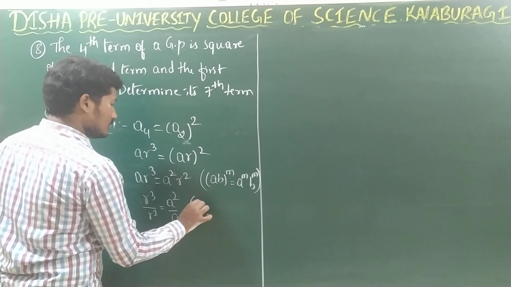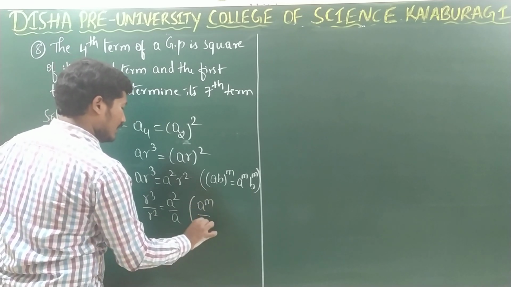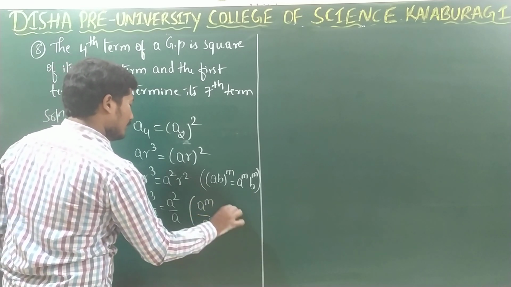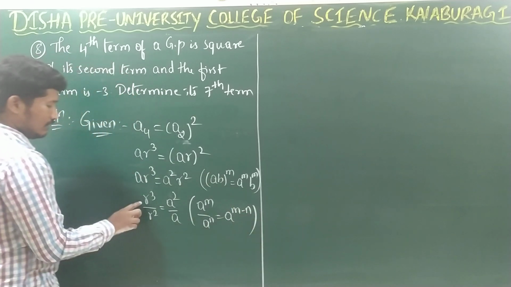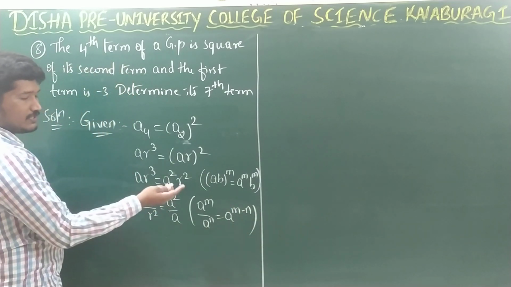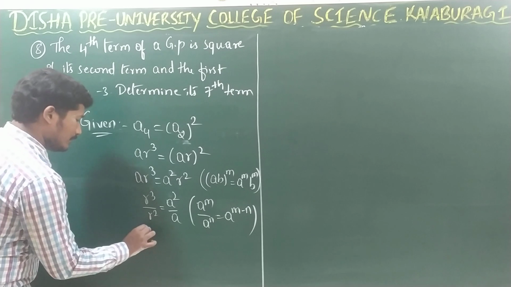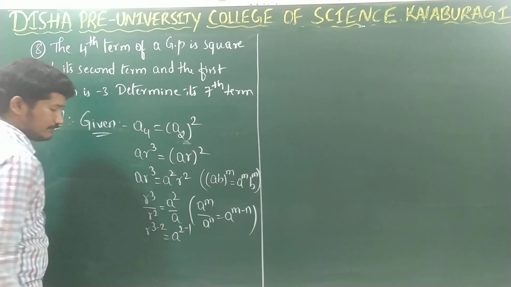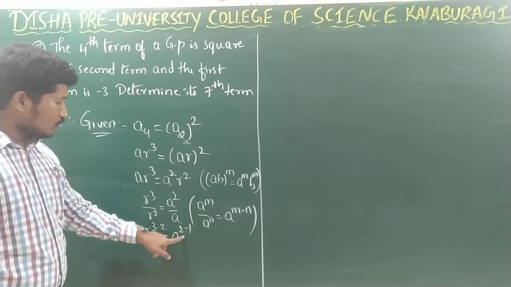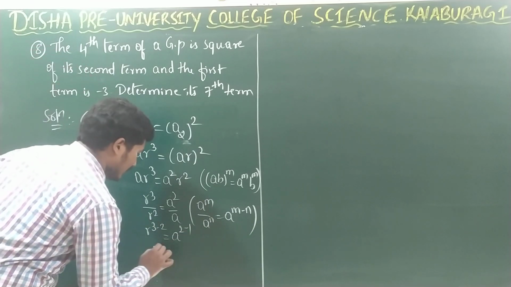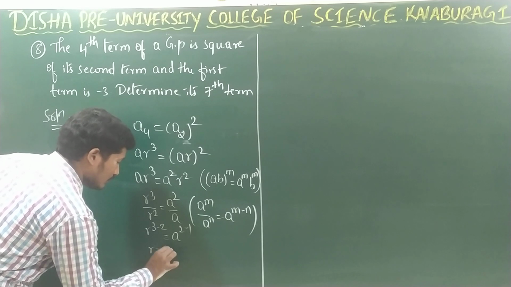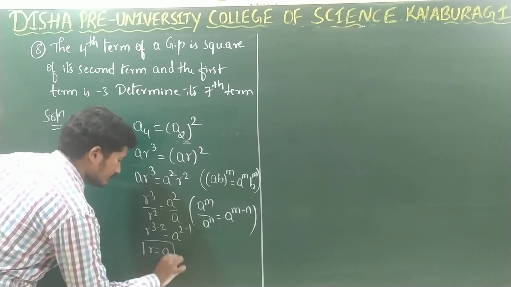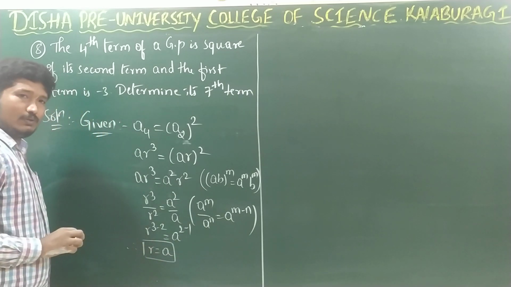So again we will use this one. A power m by a power n is equal to a power m minus n. See here. Here also the bases are same, here also the bases are same. So this will be r power 3 minus 2. This will be a power 2 minus 1. 3 minus 2 is 1. 2 minus 1 is 1. So this implies what? R is equal to a. Therefore r is equal to a.